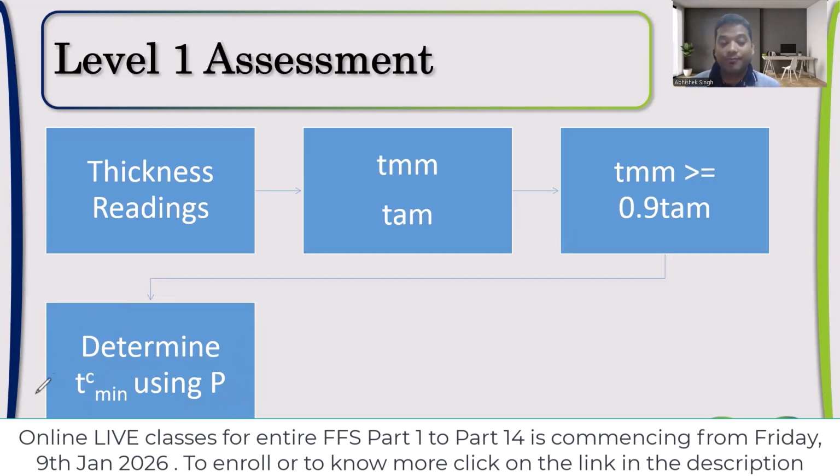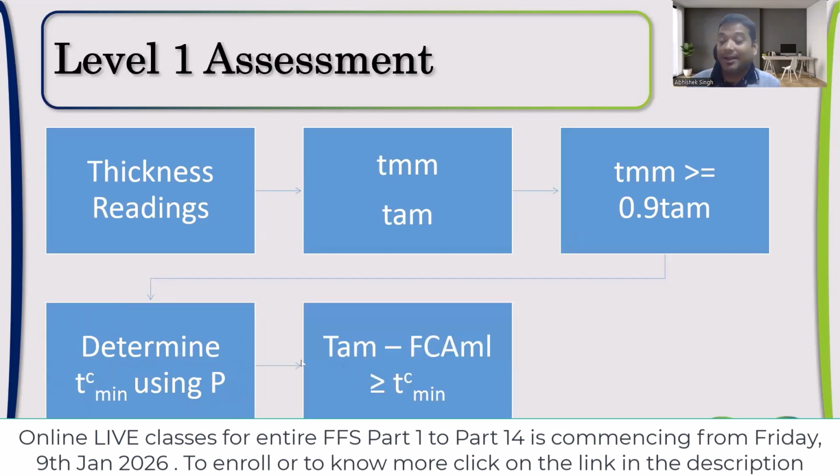Now what I'll do. This TC minimum, when we calculate directly by using PR divided by SE minus 0.6 P without adding any corrosion allowance, that is the TC minimum. So T average, which I have calculated by just averaging all the readings, I'll subtract the future corrosion allowance. Now this is a very interesting term. It is coming for the very first time.